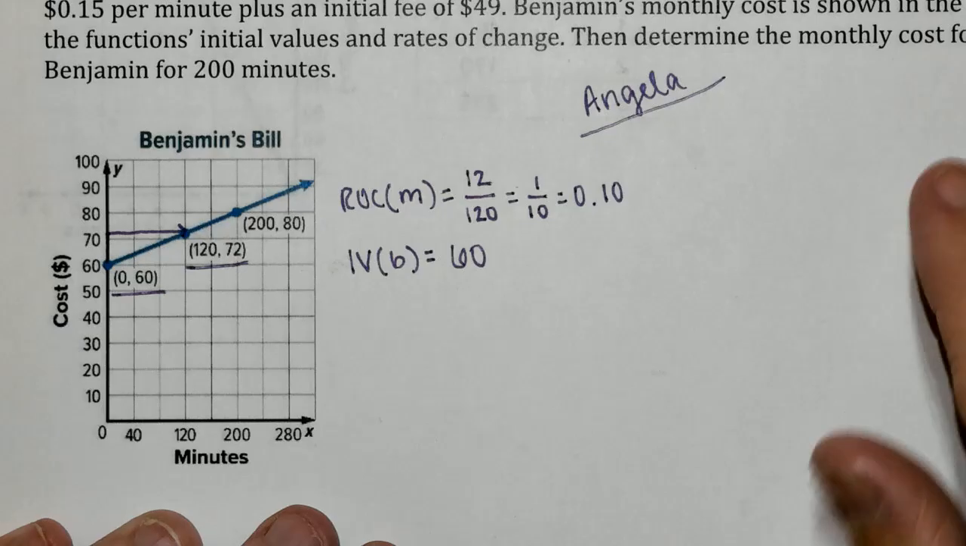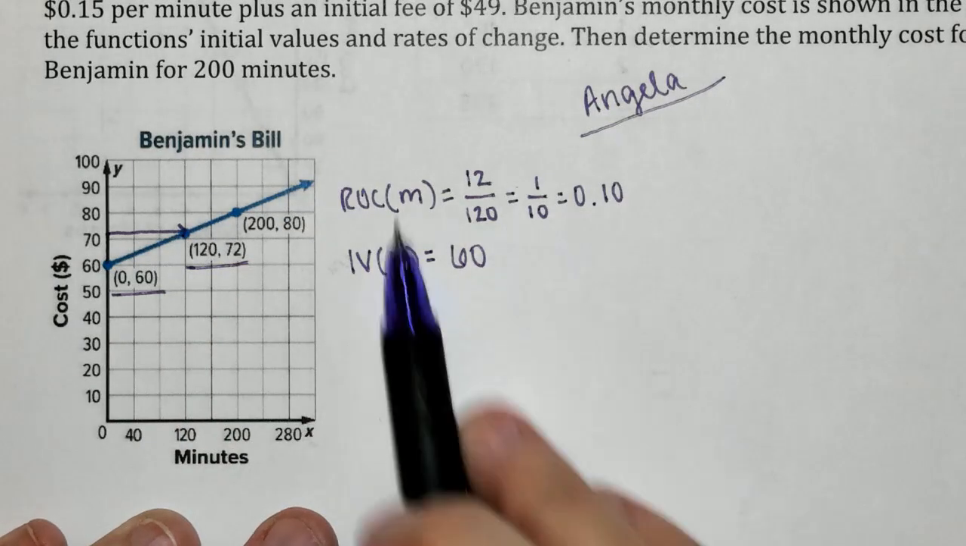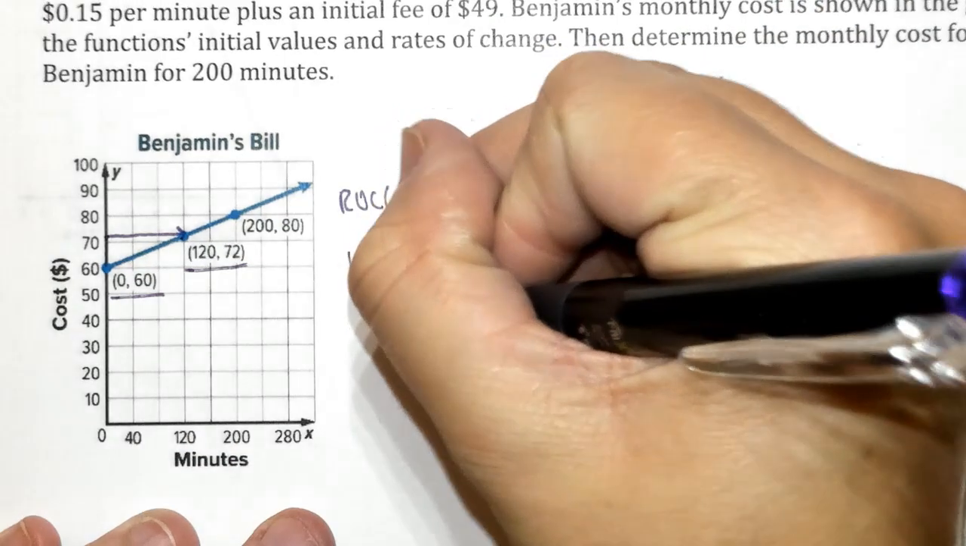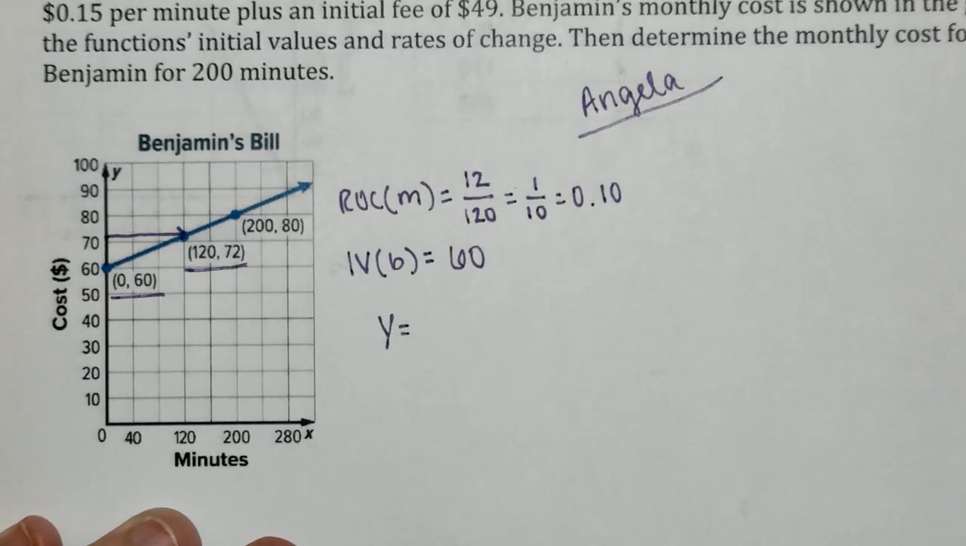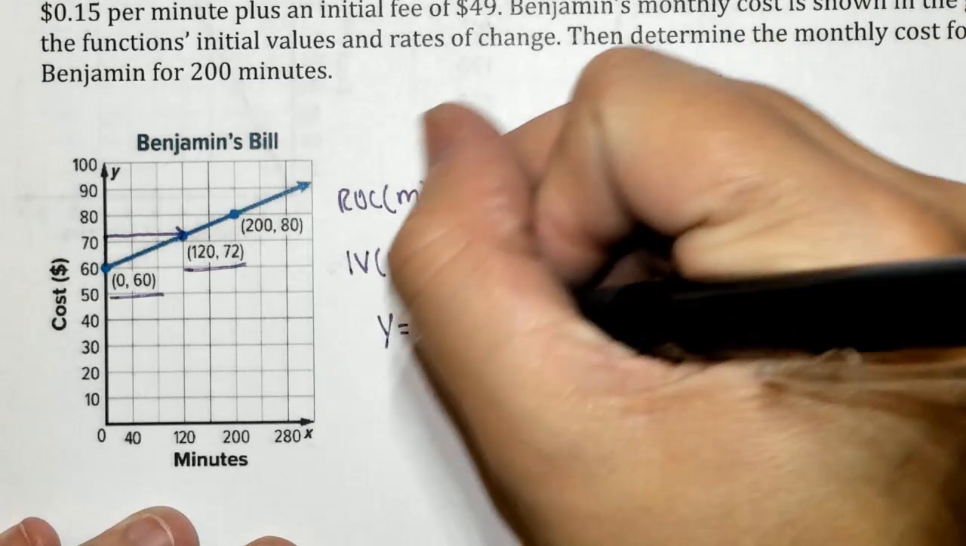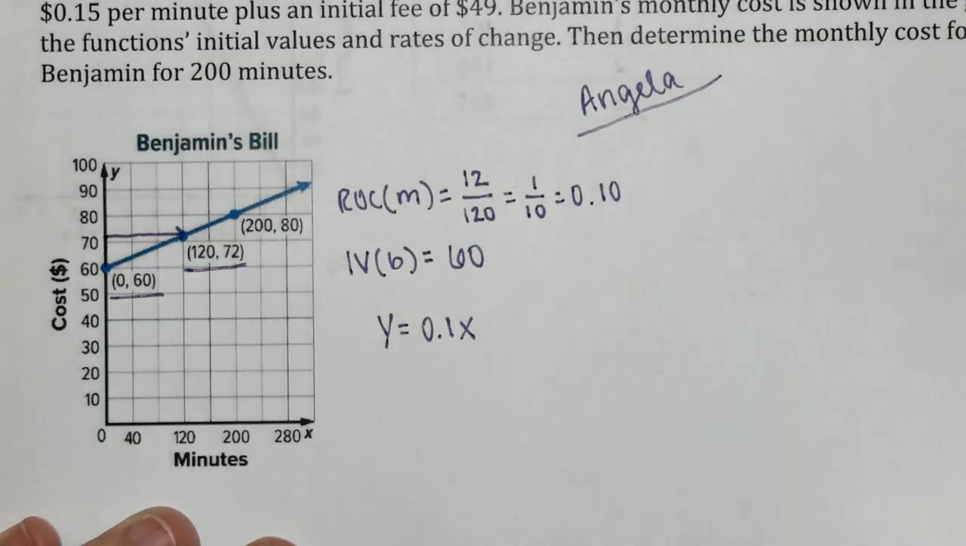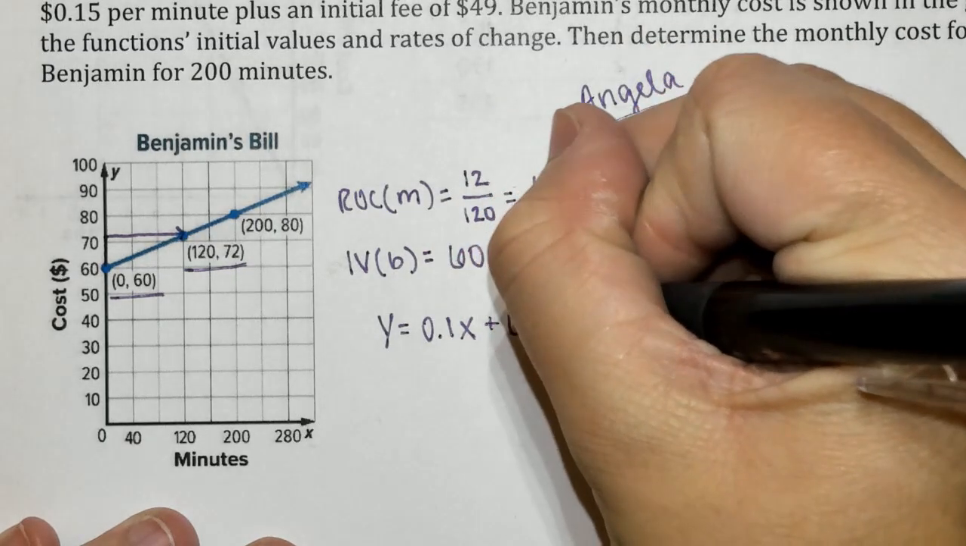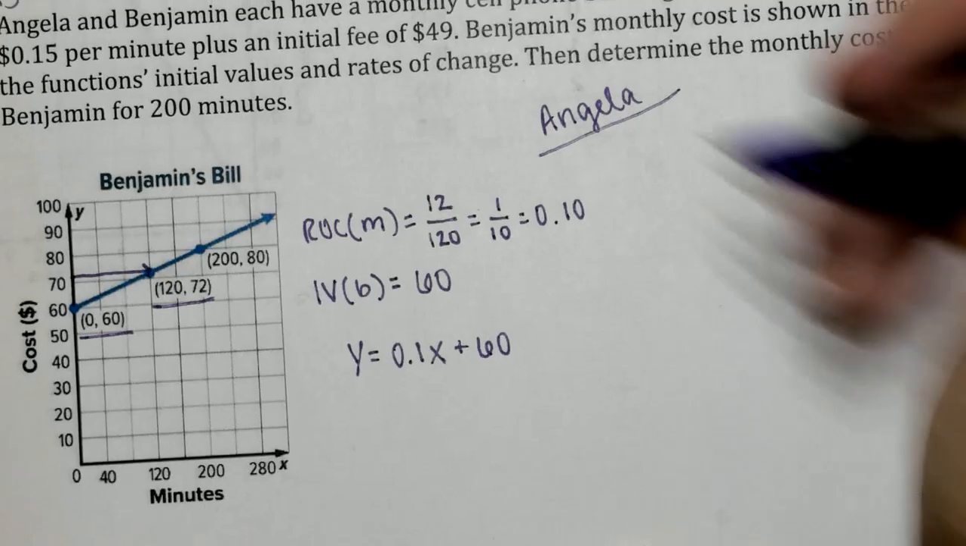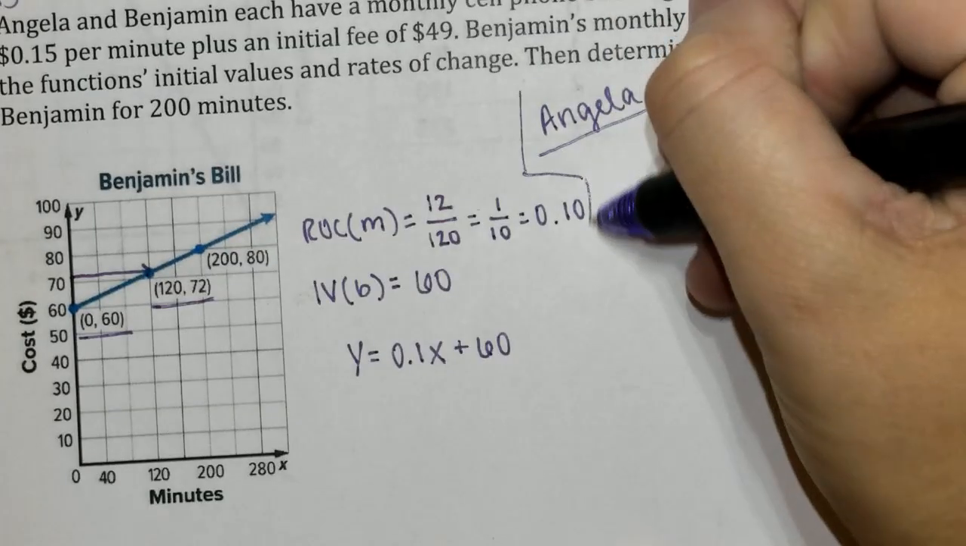All right, so here's how we're going to write this. It says find the function's initial values and rates of change. I'm going to go ahead and put this in slope-intercept form because it's going to be easier for us to compare the functions. So I'm going to do y equals 0.1x, because we don't need that 0, plus 60.